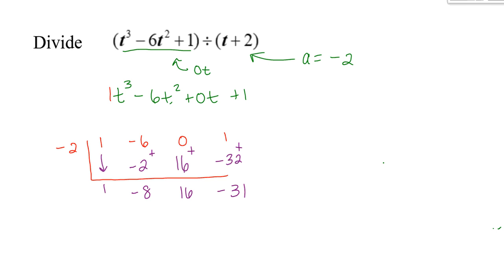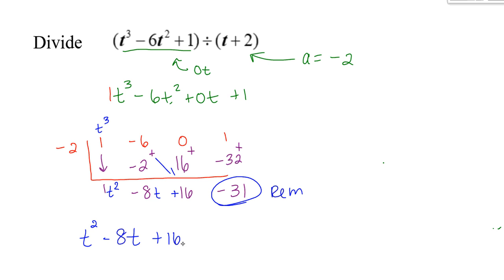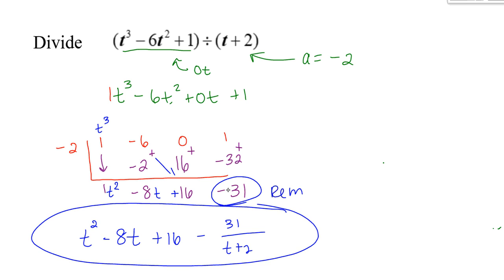Okay, putting our variables back in, we started with t to the third here, which means we'll have t squared, t, and then just the constant, and this guy's going to be our remainder. Final answer then is t squared minus 8t plus 16 minus 31 over t plus 2. And that's it.